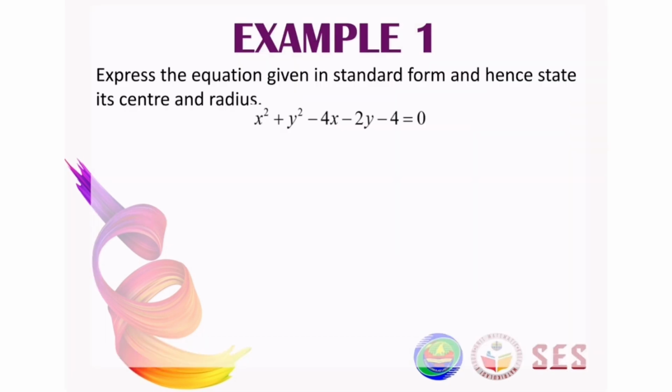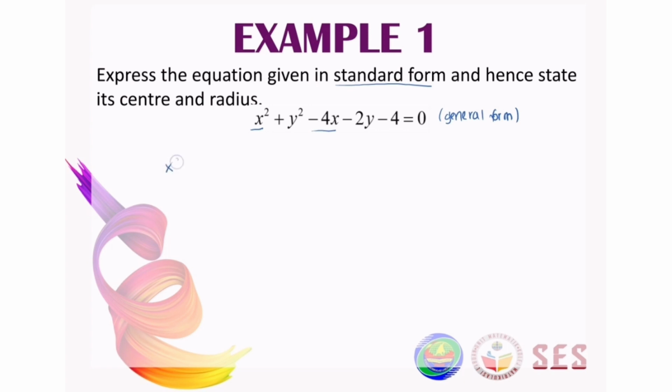Now let us discuss example number 1. The question asks us to express the given equation, which is the general form of a circle, into its standard form, and from there state its center and radius. The first thing we are going to do is collect all the x terms and put them together.